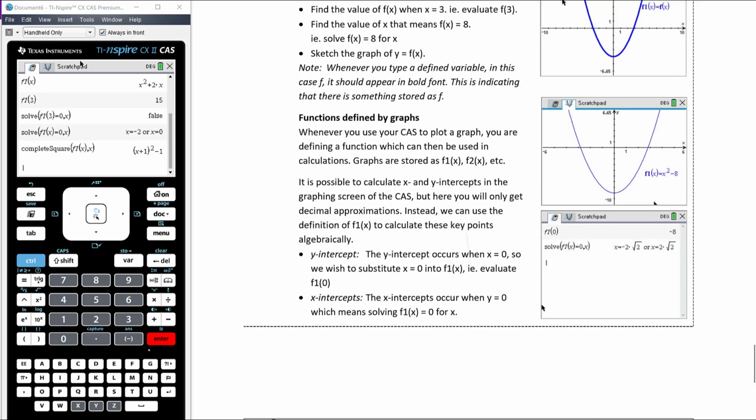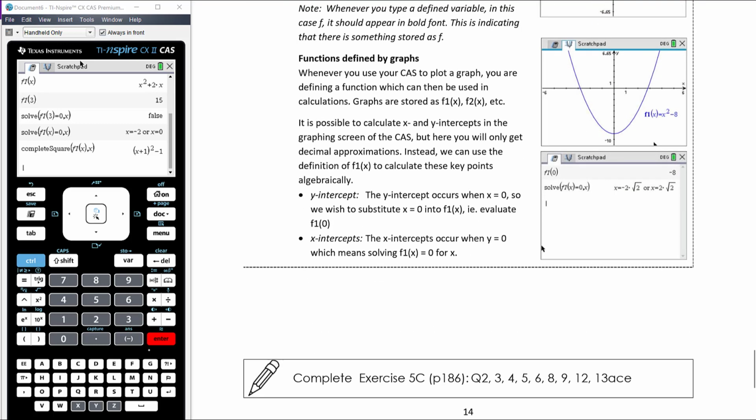So again, there's some summary of that in that little box there. The work today is exercise 5C, and there's the list of questions.